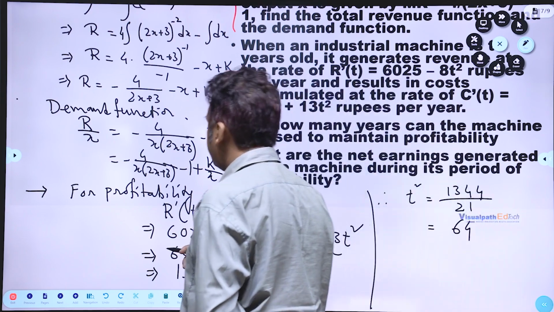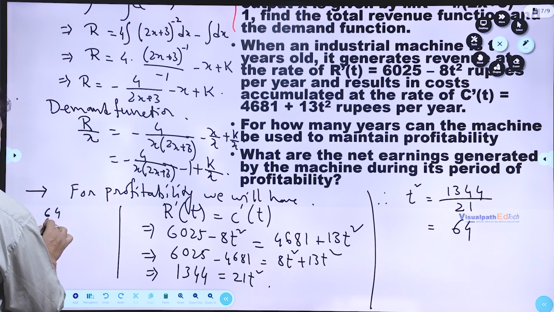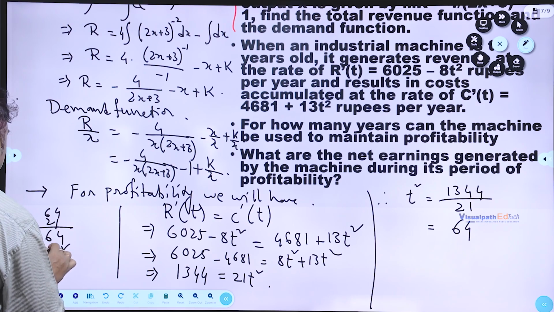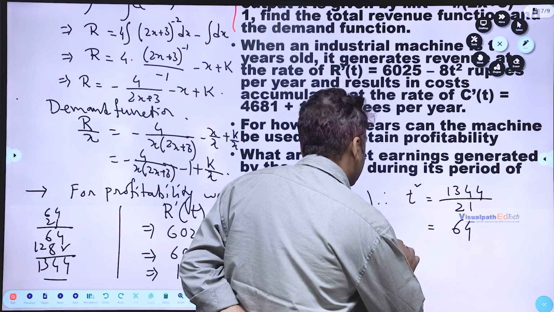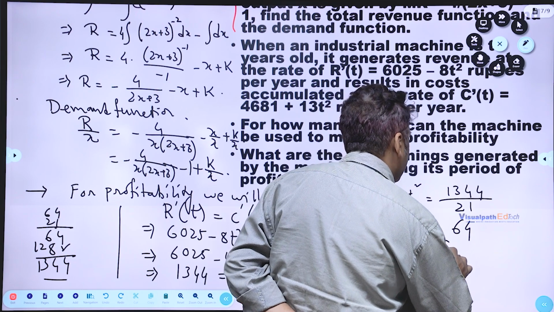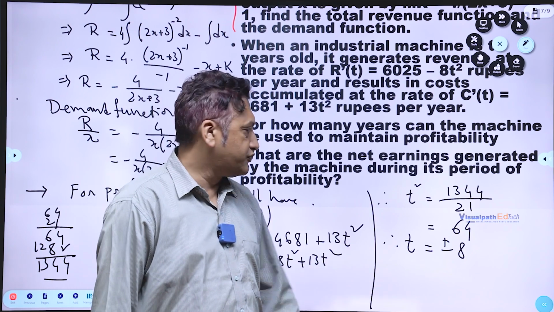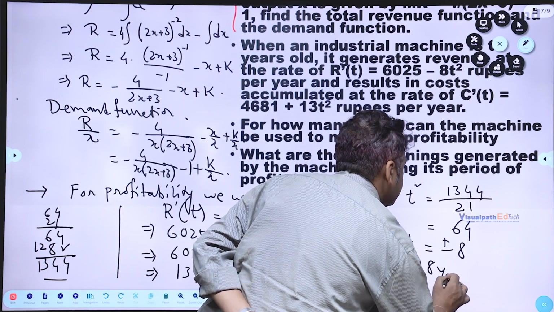One sec. Let me do it here. So it's 21 into 64. 4, 6, 8, 12. 4, 4, 3. Yeah. So T square is 64. Therefore, T is equal to plus minus 8. Since T is the time period, it cannot be negative. So we'll have to take, therefore, T is equal to 8 years.